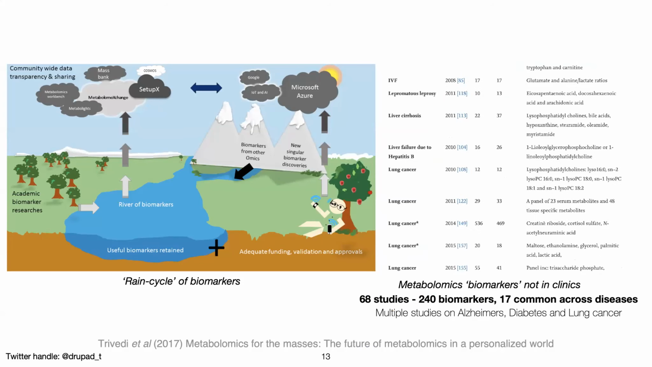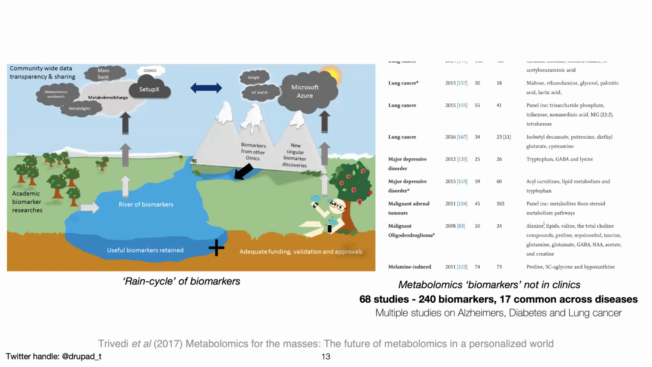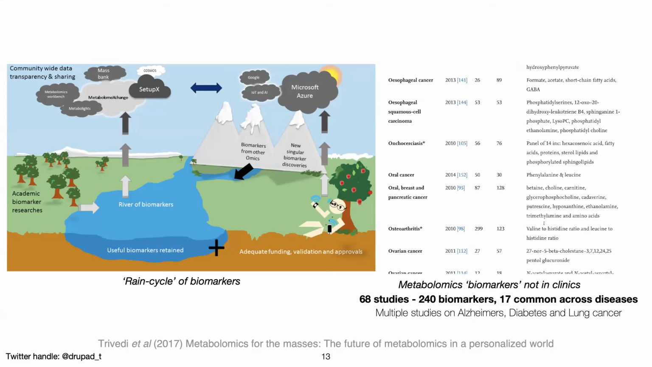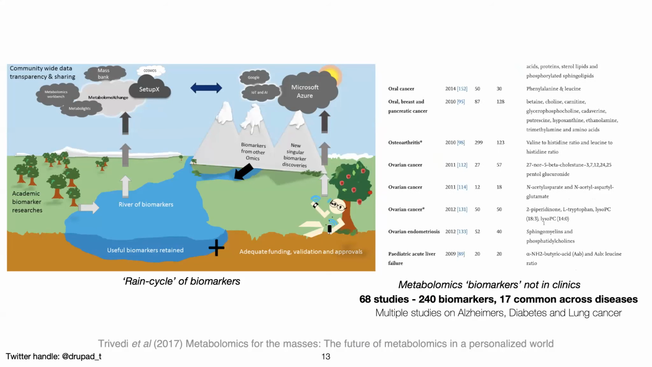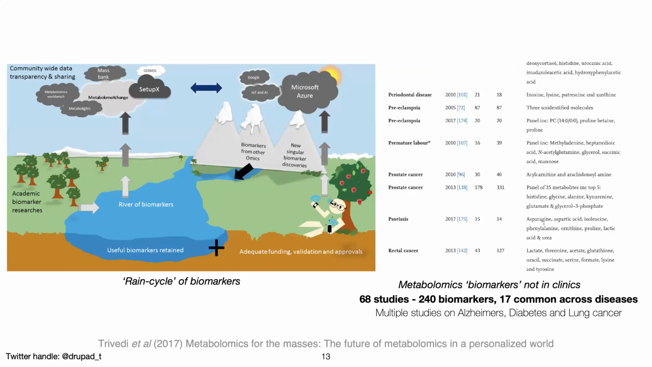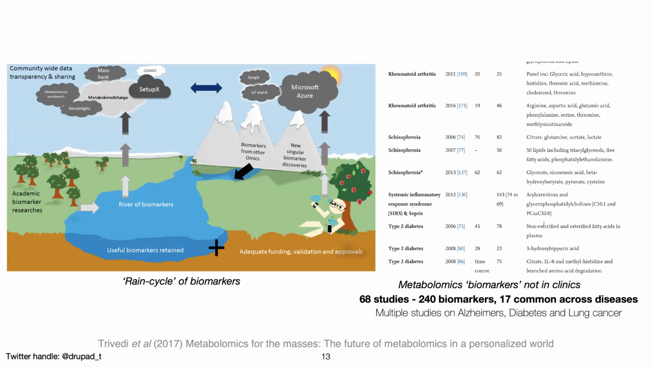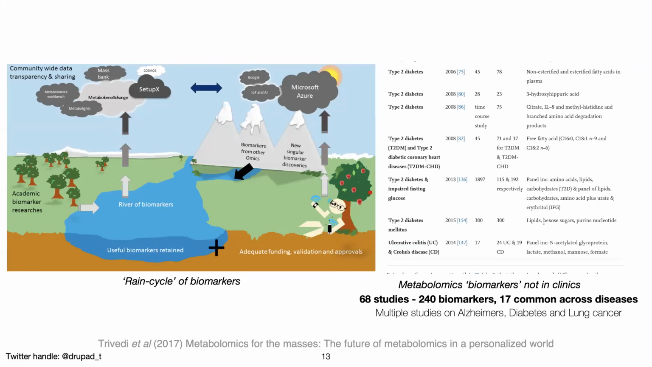The scrolling table you see on your screen is the list of biomarkers that have been proposed using metabolomic studies in the last decade or so. There are about 68 good studies that proposed about 240 biomarkers for nearly 17 diseases. Some of them are very common, like Alzheimer's, diabetes, lung cancer. But these markers have never made it to clinical trials. They have never made it to the end users. And that begs the question, why is it?